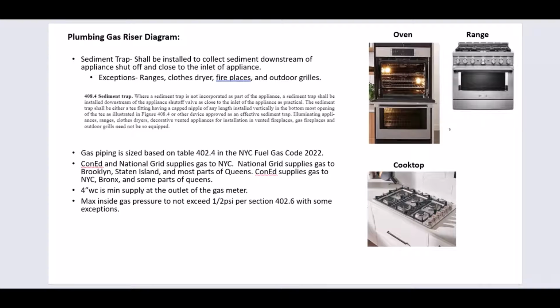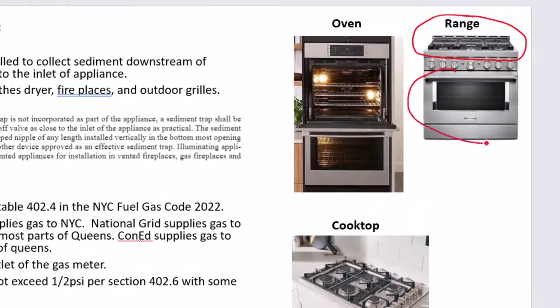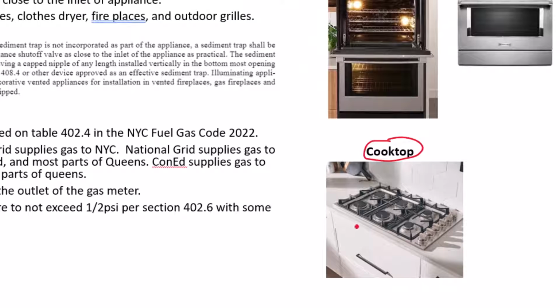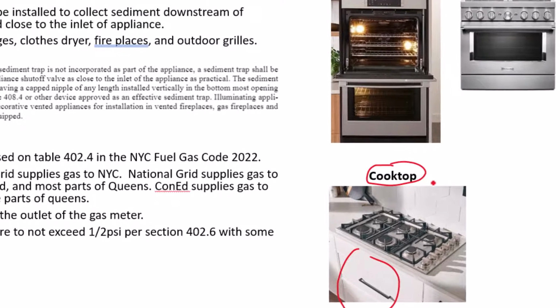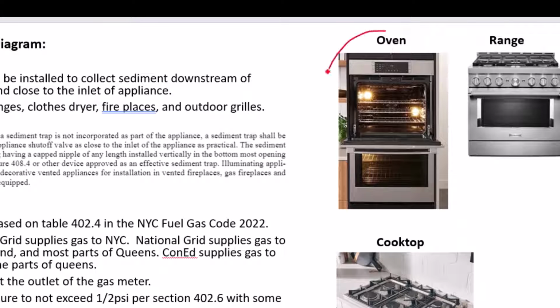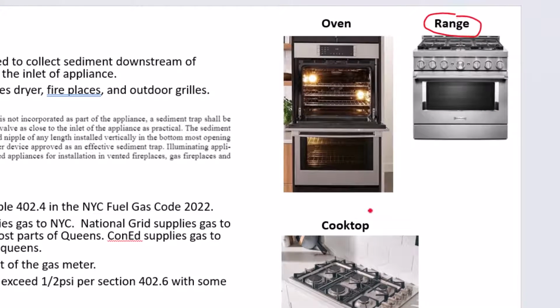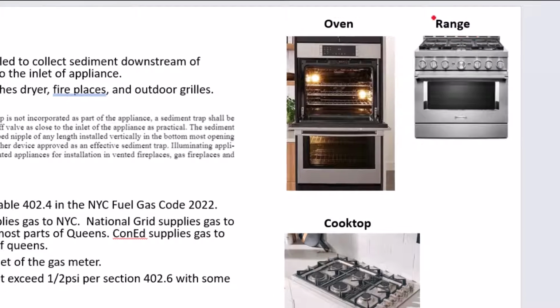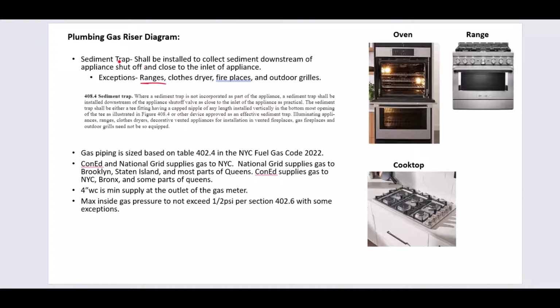So just going over some of the terms, if you look on the right here, the range is basically a cooktop, which is this piece right here. And then the bottom piece of that cooktop is the oven. So when you combine the cooktop and the oven all in one piece, it's called a range. And if you just have a cooktop right here and no oven below it, it's just called a cooktop. And an oven by itself looks something like this. So a range is a combination of both the cooktop and the oven all in one piece. So a range would be an exception to the sediment trap.